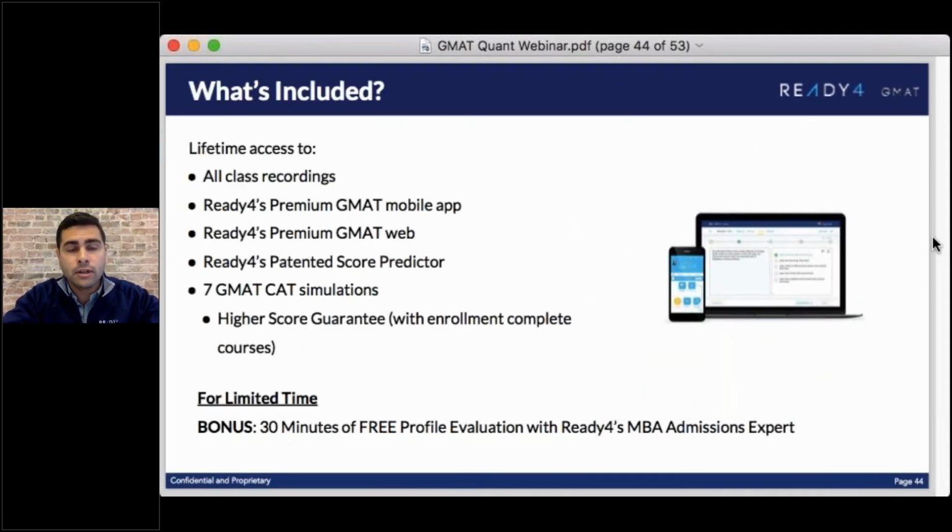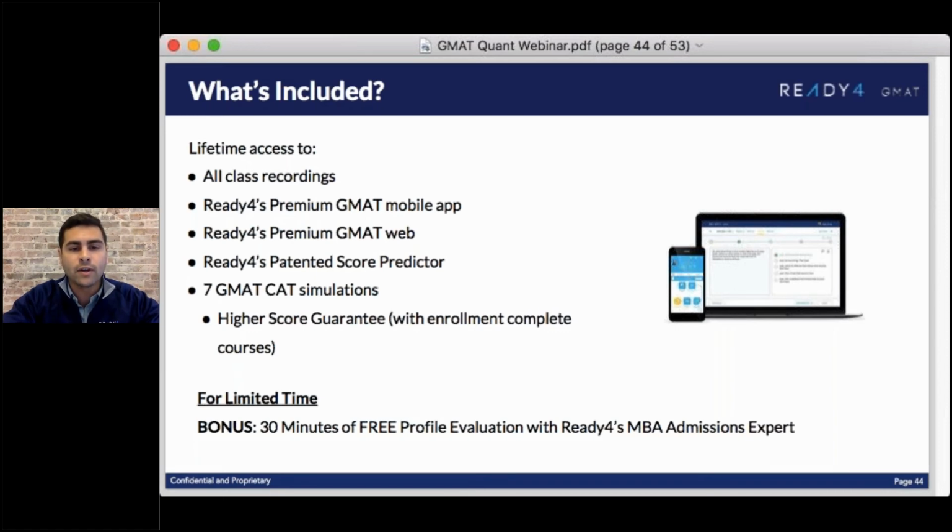So what is included? When you sign up for this course, you are going to be getting lifetime access to our top-rated mobile and web apps. You are going to get lifetime access to the recordings. You are going to have 7 full-length computer adaptive tests, which is a great feature to help you know where you stand as you're preparing for this test.